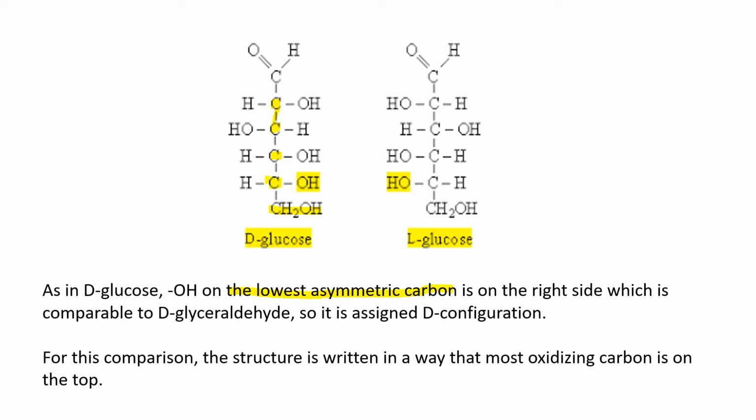So this carbon just above it is the lowest asymmetric carbon atom for glucose. If OH is on the right-hand side, then this molecule is comparable to D-glyceraldehyde, and the configuration of this glucose will be D. In the other molecule, which is the mirror image of this molecule, the OH on the last asymmetric carbon is on the left side, hence it will be comparable to L-glyceraldehyde, and this glucose will also get the configuration L and will be called L-glucose.